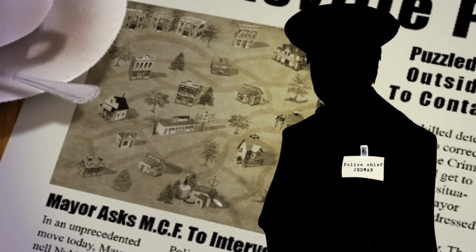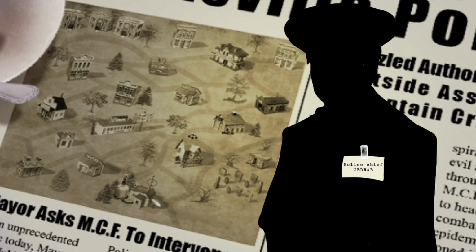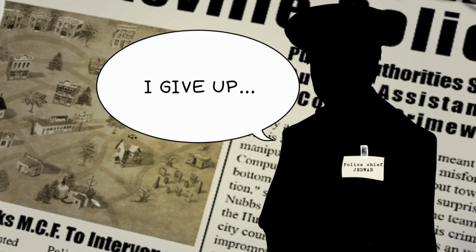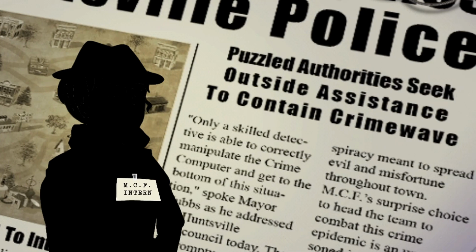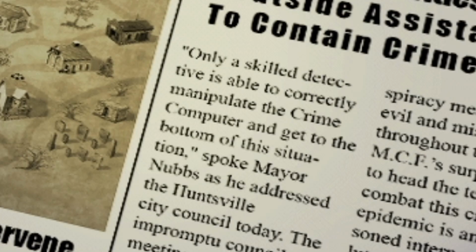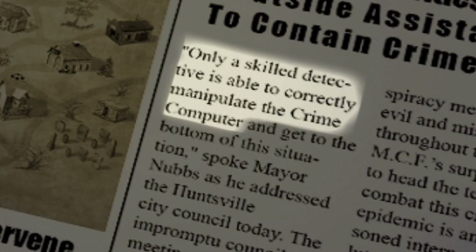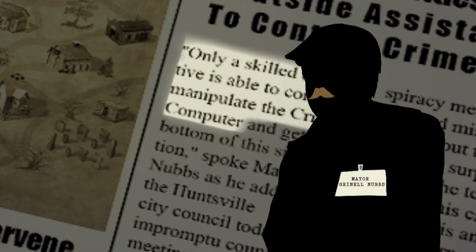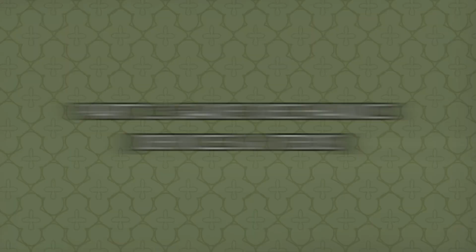The police chief Jedwab and other officers have already backed out from the case, with the intern protagonist being Mayor Nubbs' only last hope. It is also stated that an intern agent can only manipulate the crime computer since no one else can, not even the mayor or the police department. Therefore, it is the mission of the intern detective to find any leads about the criminal mastermind behind the crime spree.